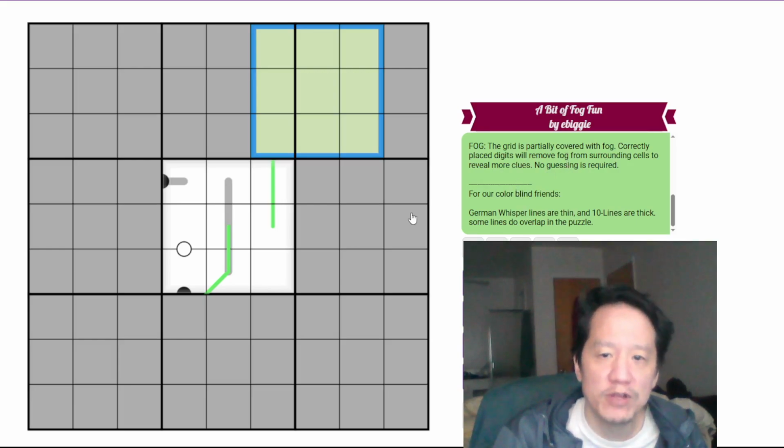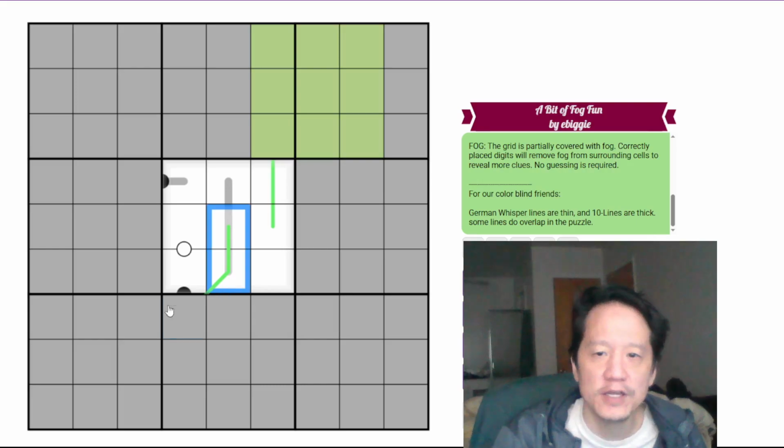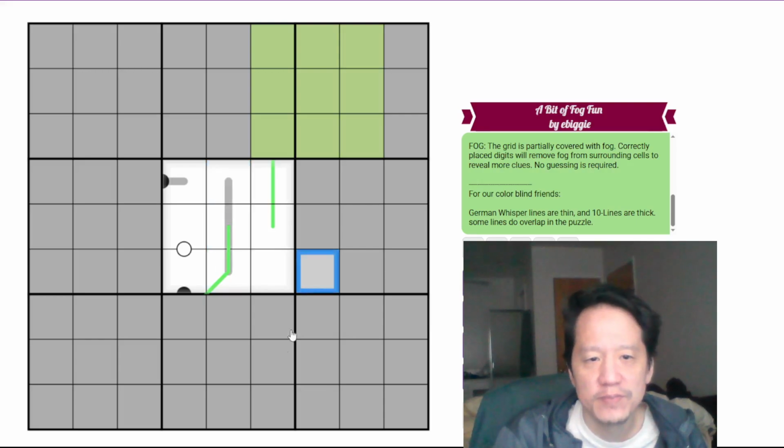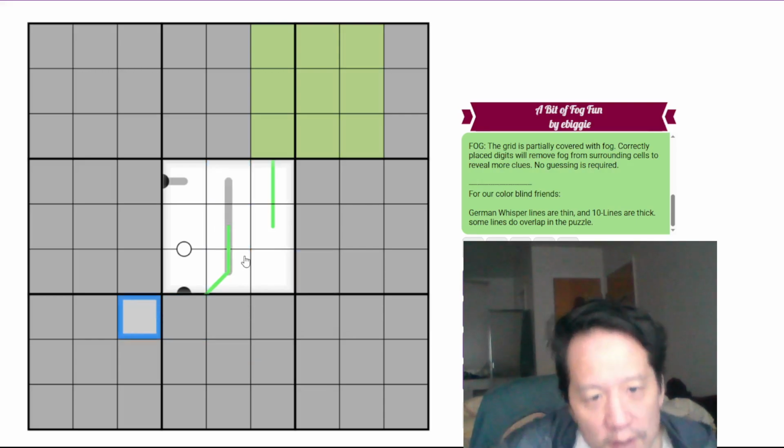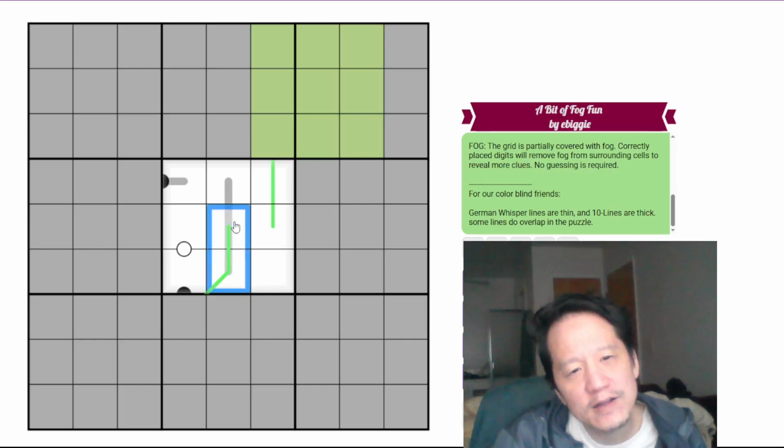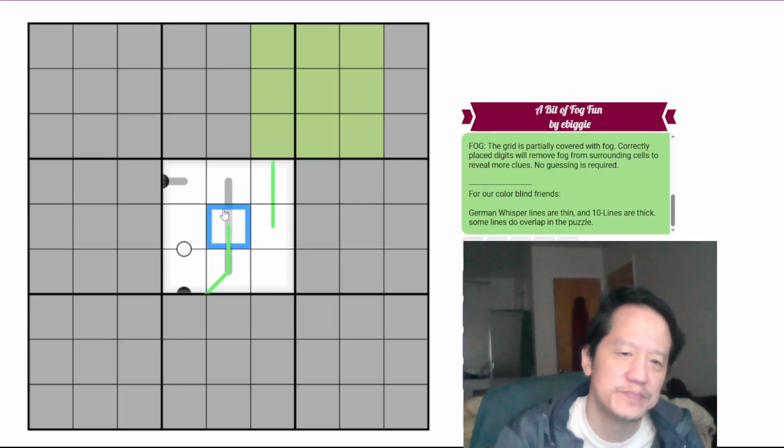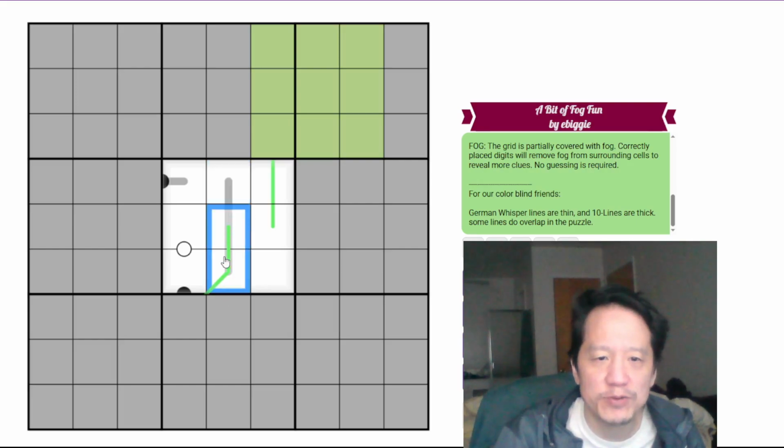And for our colorblind friends, the German whisper lines are thin and the 10 lines are thick. Some lines do overlap in the puzzle. Actually, I don't know how colorblind people would be able to distinguish between the green here and the gray. I'm not sure if they would be, but anyways, for example, this is a green German whisper line on top of a gray 10 line here. Anyways, those are all the rules.